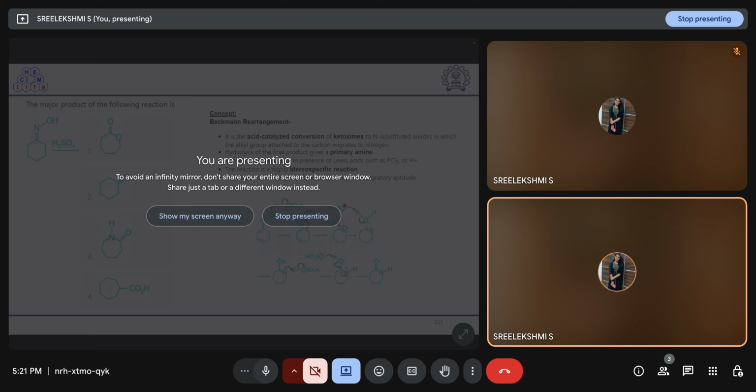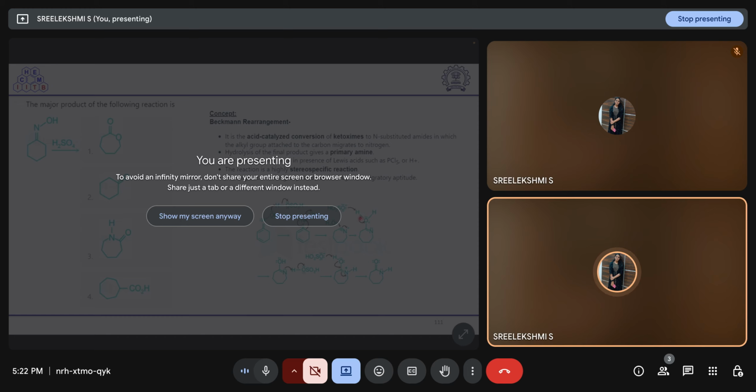form this intermediate. Then this HSO4 minus will take a proton to form this intermediate, and again this nitrogen lone pair will take this proton and form this intermediate. Then this oxygen lone pair will fall and this imine bond will shift to nitrogen to stabilize its positive charge to form the cyclic amide.